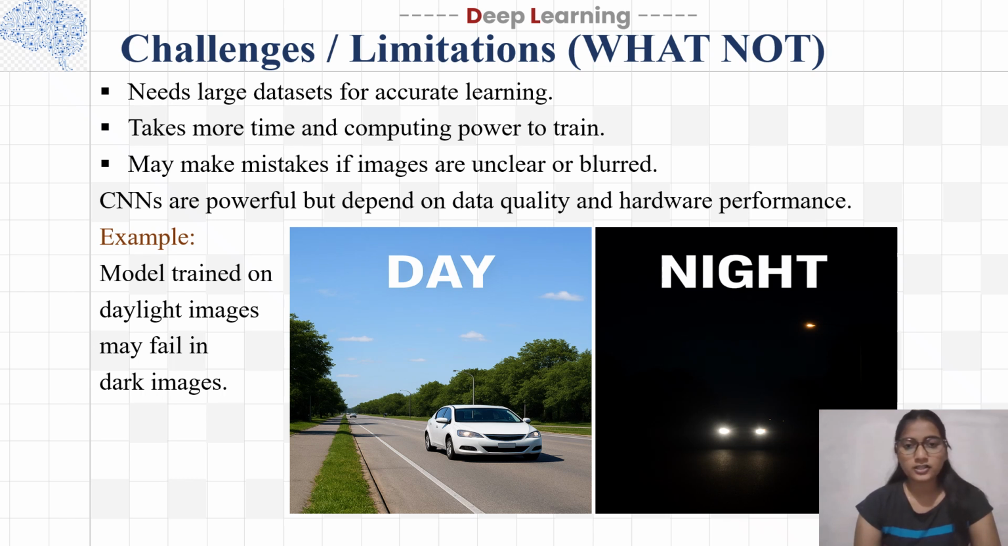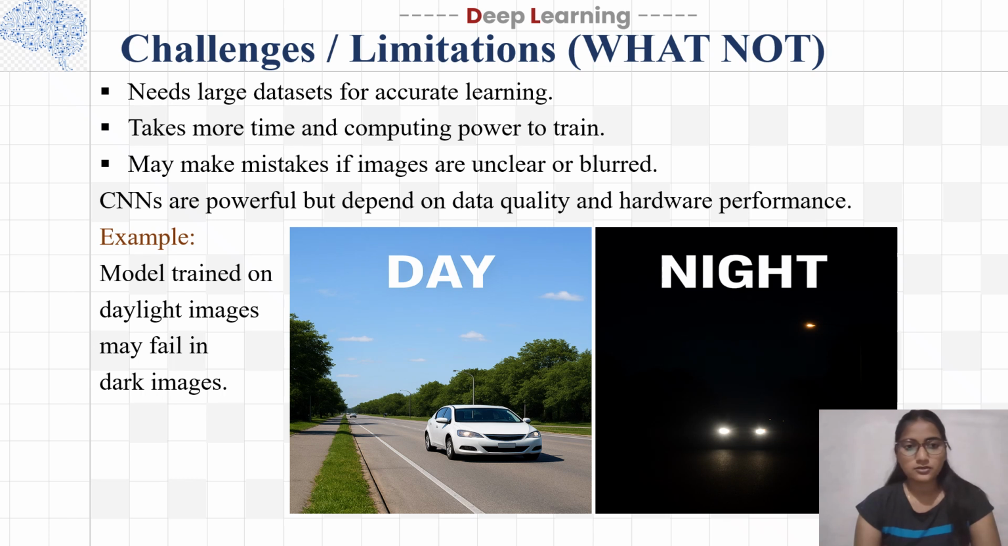The second one is high computational cost. Training deep CNNs requires powerful GPUs and long training time, which can be expensive. And the third one is sensitivity to image quality. If an image is blurred, dark, or taken from a different angle, then the CNN may misclassify it. And the fourth one is the interpretability problem. CNNs often work as a black box, they give a result, but it's hard to know exactly why a decision was made.